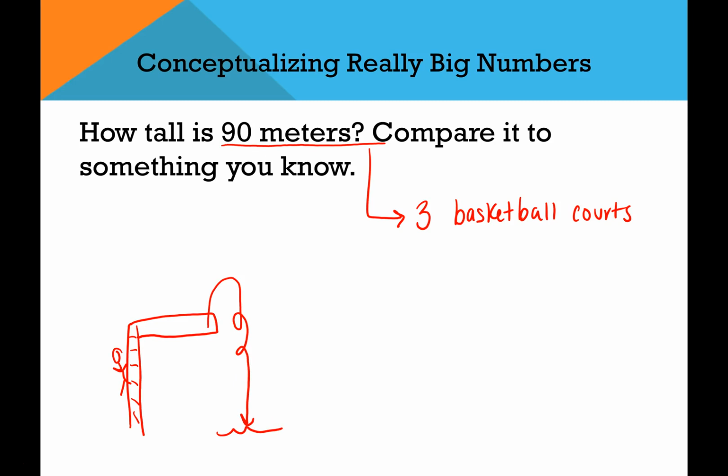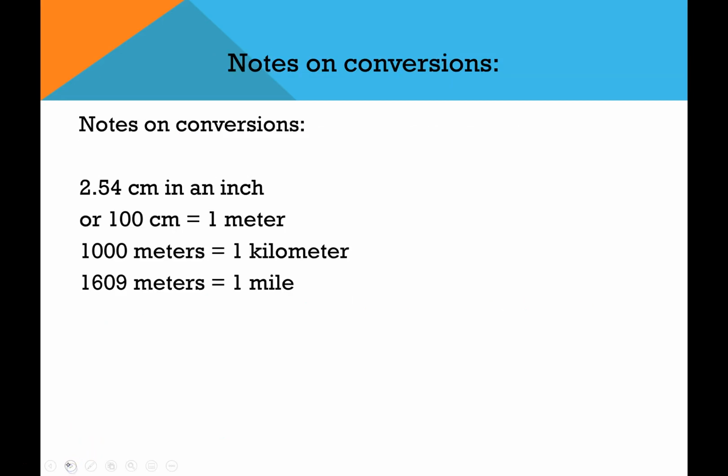So to me, 90 meters would be best conceptualized by saying 90 meters divided by 3-meter platform equals 30 diving boards. So I would think about 90 meters as being 30 of me climbing up this 30 times. It's just giving yourself an idea of what something looks like.